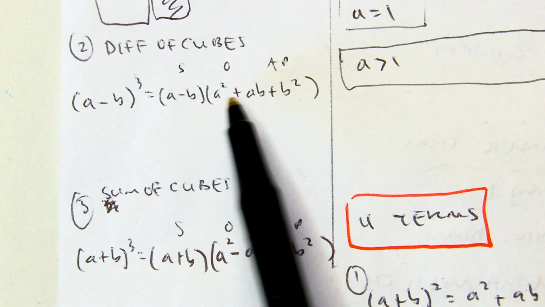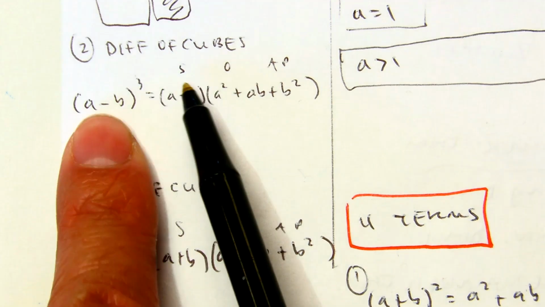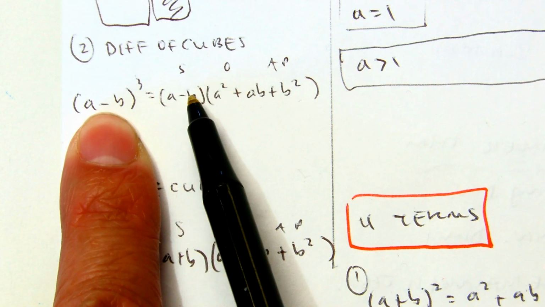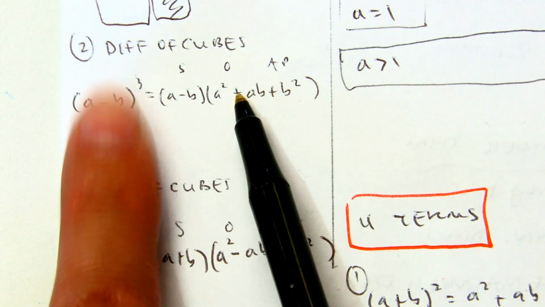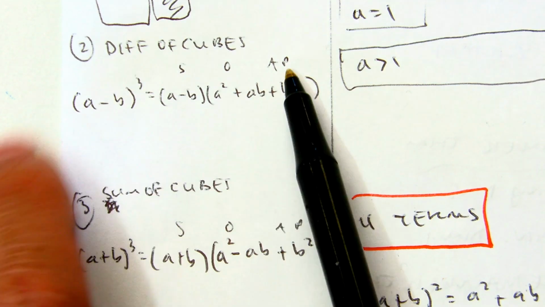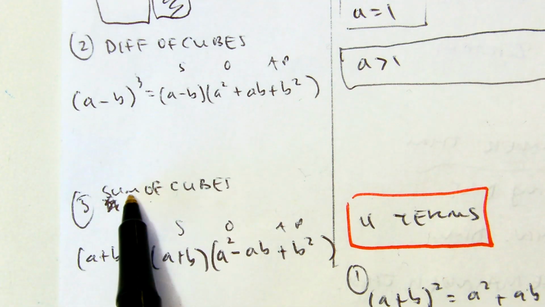A way to remember this is SOAP. The same math operation for S. O is opposite of this, which is plus. And this one is always positive. Your sum of cubes, sum is plus.